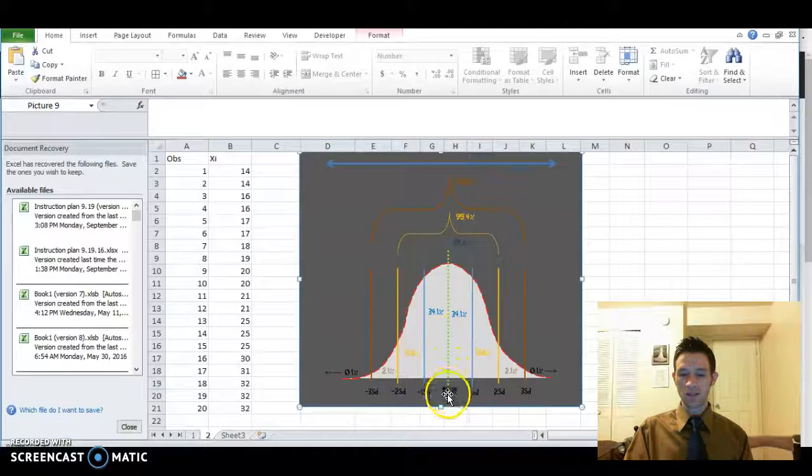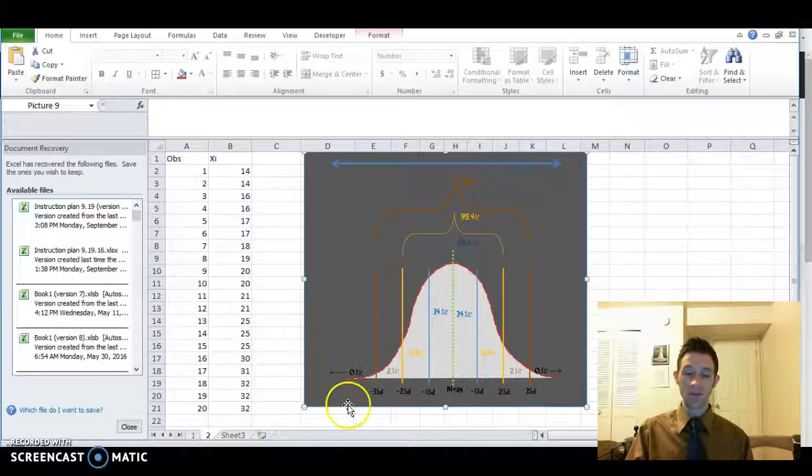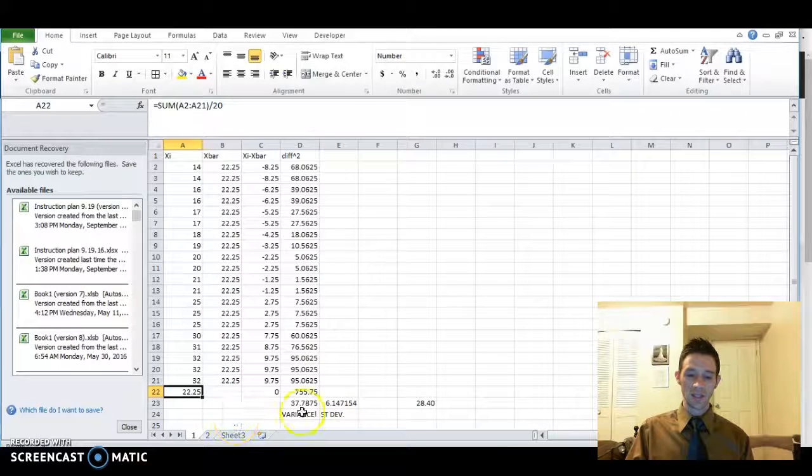So here again is the mean. This is 22.25. Right where this green line is, the peak of the bell, that represents the number of people that averaged 22.25 for their speed, or somewhere around it. And then out here to one standard deviation, that's the exact point of where this video is headed. What is that one standard deviation point? So we come back here.